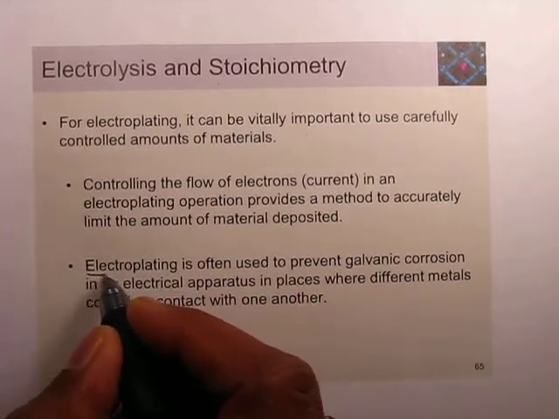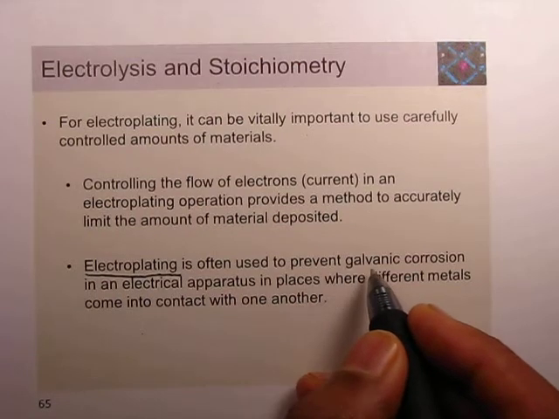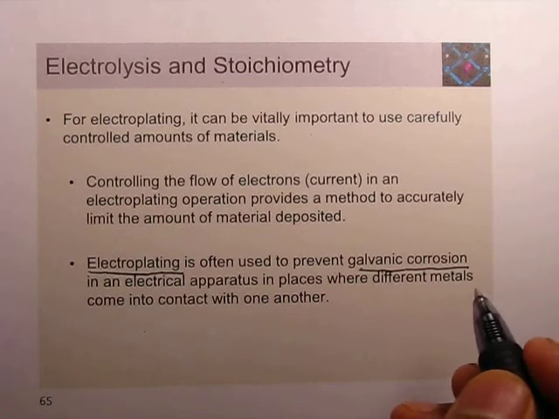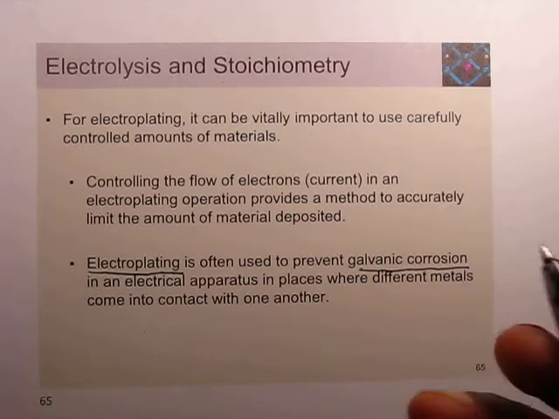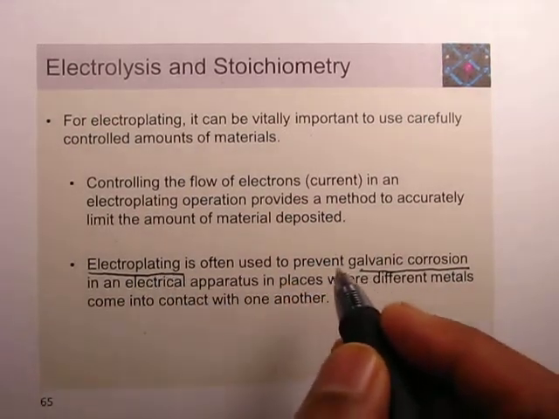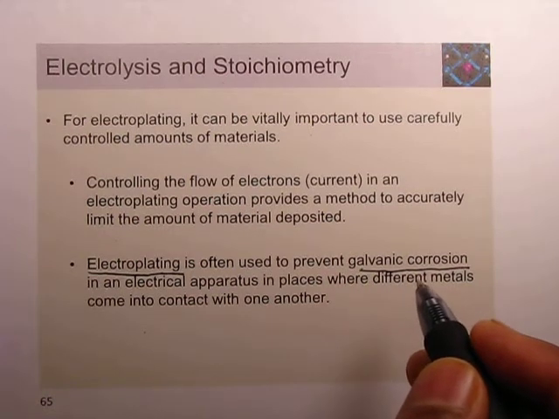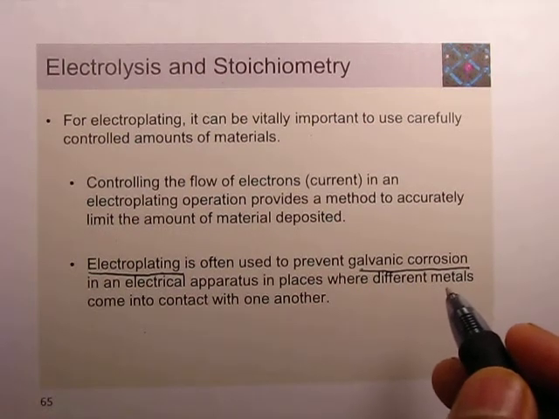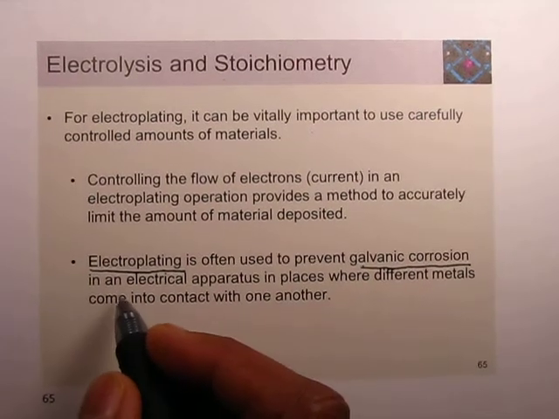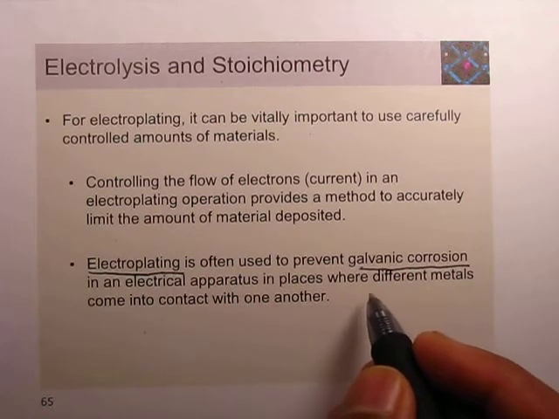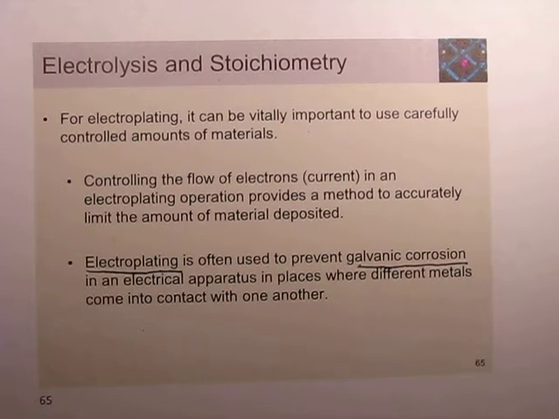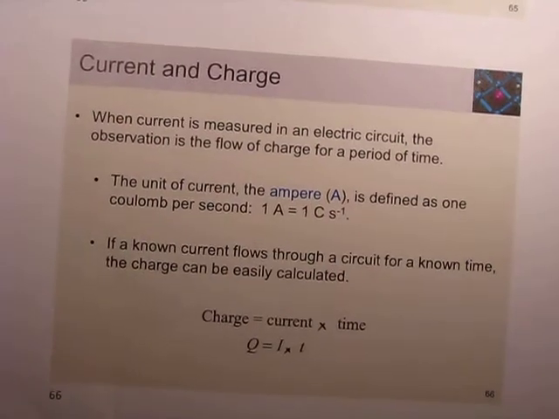Electroplating is often used to prevent galvanic corrosion. We have seen in previous videos that corrosion is a natural galvanic cell, so that is why we apply a paint coating or a different metal coating on the one metal to stop corrosion in an electrical apparatus, in places where different metals come into contact with one another. So how are we going to calculate these things?